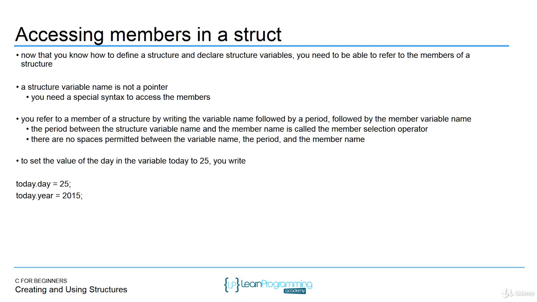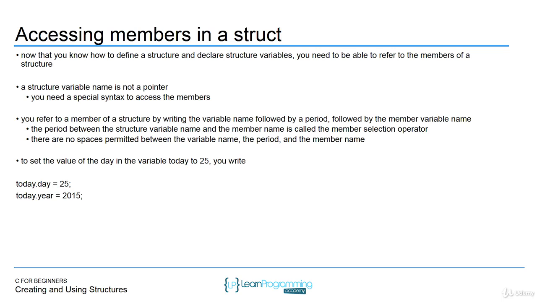To set the value of the day in the variable today to 25, I would just do something like this. The name of the variable, which is today, and then I would say dot, no spaces on either side, and then I would specify the name of the element inside the structure definition, which is day. And then I would assign it just like I assign any other integer. I would use the equals assignment operator, a literal constant here, and the semicolon.